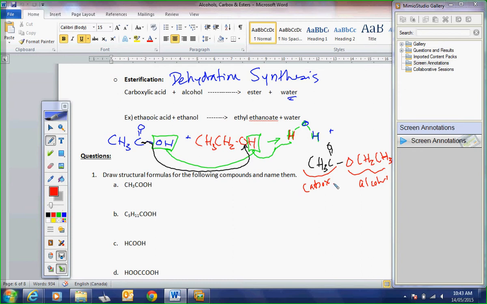And to name it, which we'll cover in the next little section, it's nice to put a name to this right now, I suppose. Oh, I've got it already named. You take the alcohol bit and you make it a branch. So you put YL. It came from ethanol, so ethyl, and ethanoic acid, so ethanoate, and water.